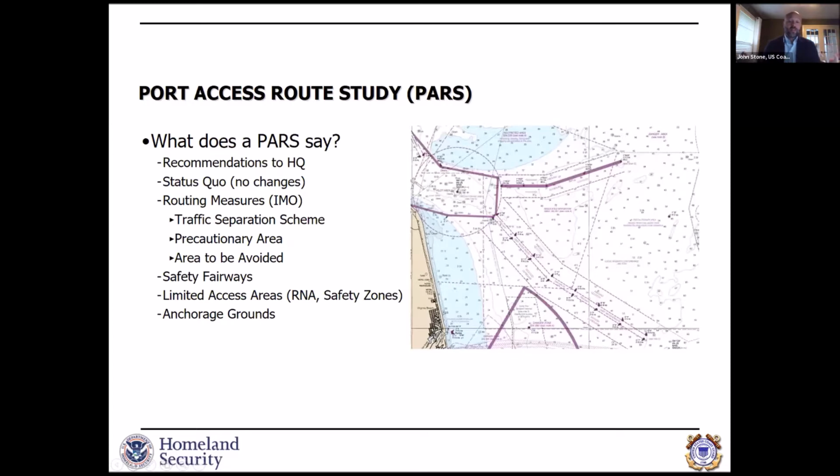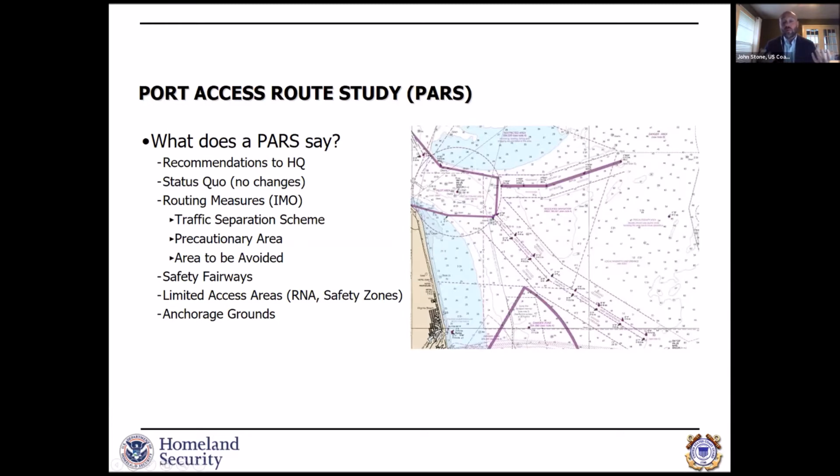And finally, what does the PARS tell us? Well, these port access route studies are typically conducted by our district offices, and they are done at the district level because they have the expertise of the waterway. It's the operational commander of the area that we'd be looking to provide that safe access route. From the district commander down to the sector commander, those are the commands in the Coast Guard that have those relationships with those maritime stakeholders that we need to consult with.